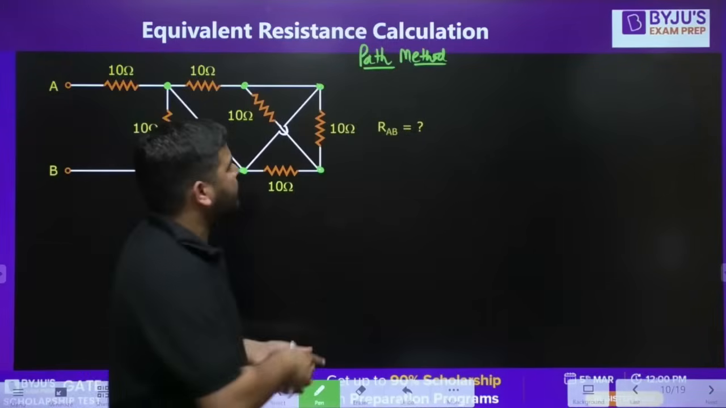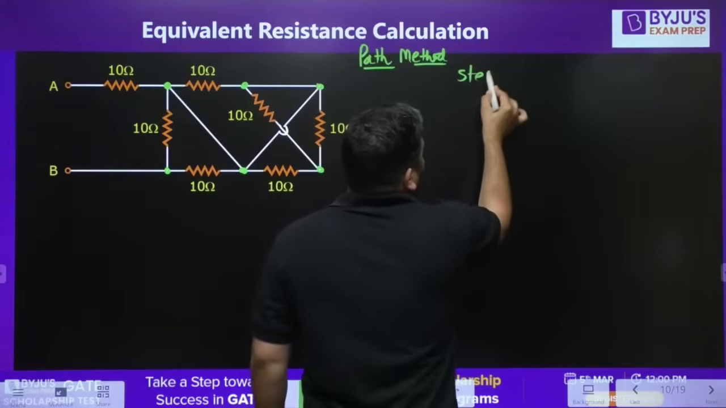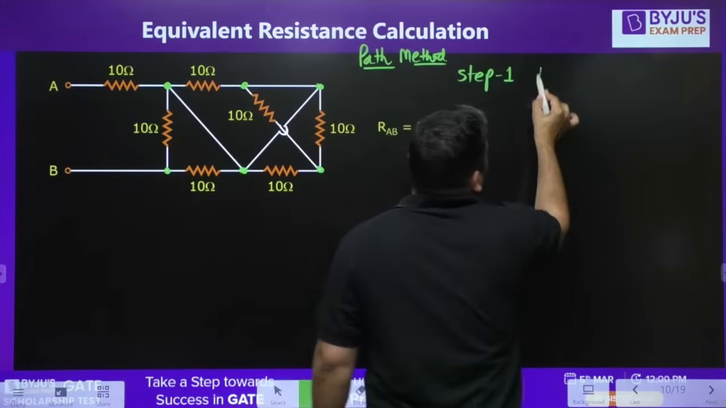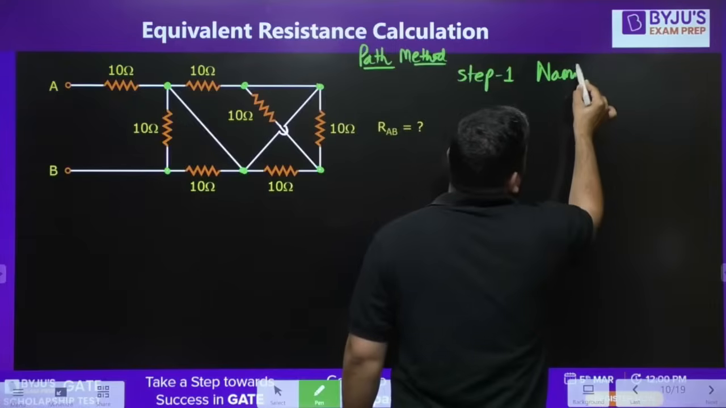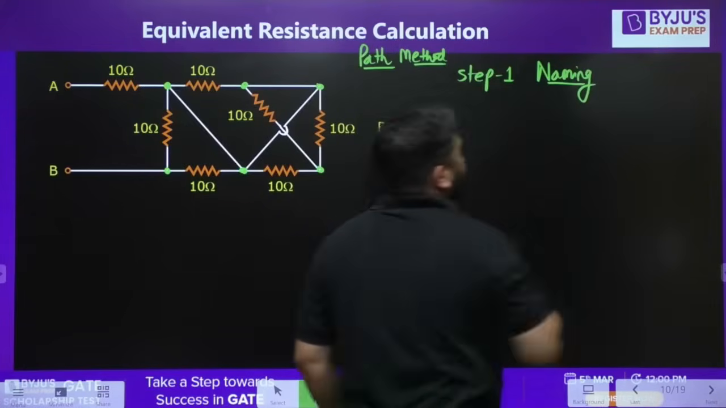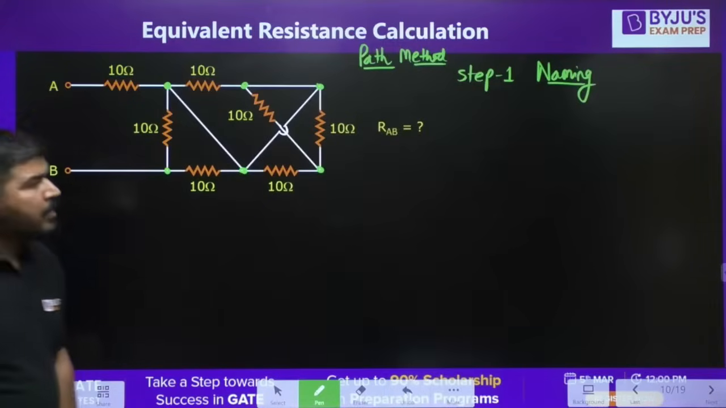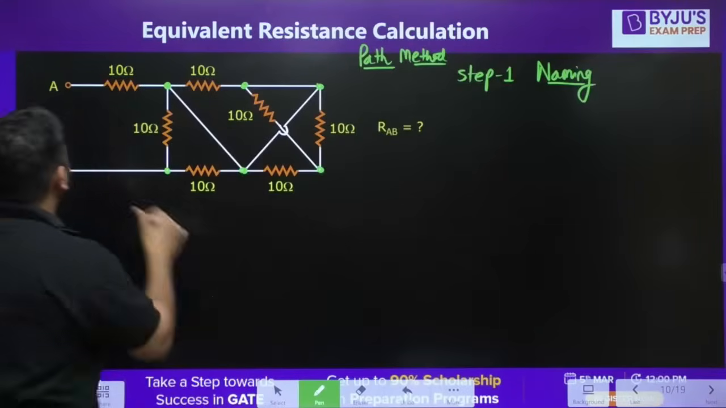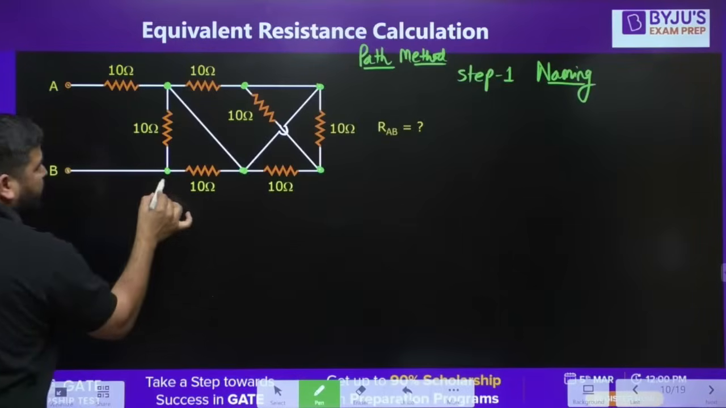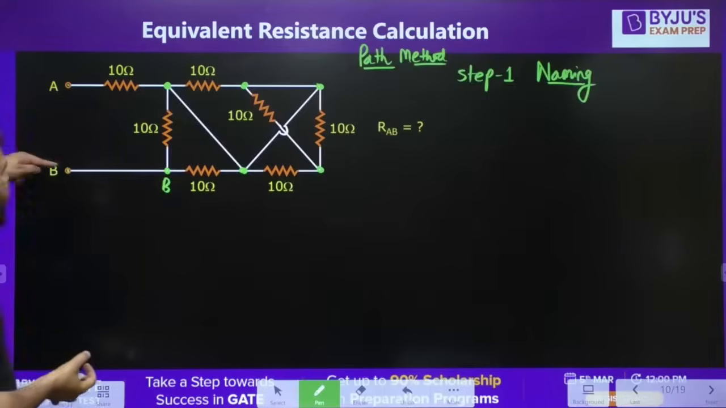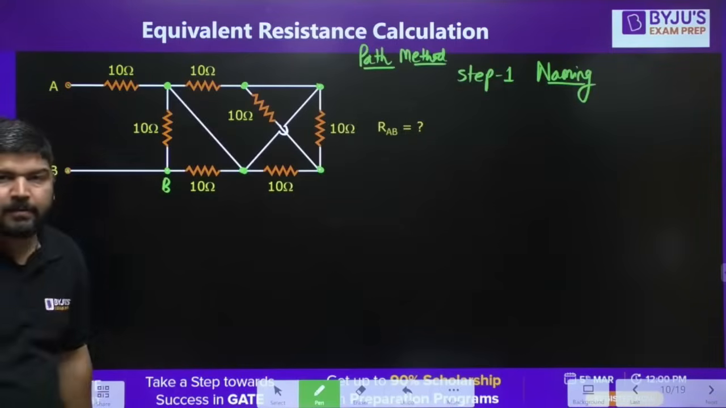Step 1 is naming. We have to name the node points. Now how to do the naming process? It's very simple. If this point is A and this point is B, this point will also be B, because it is connected directly.